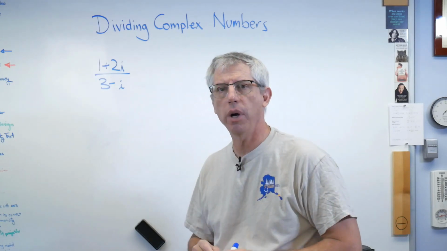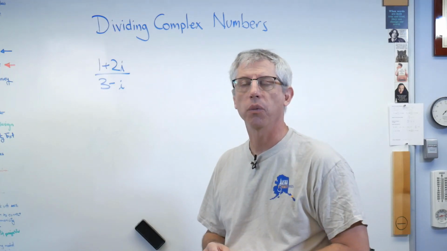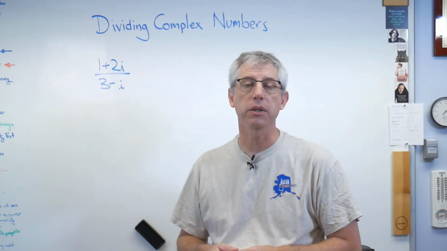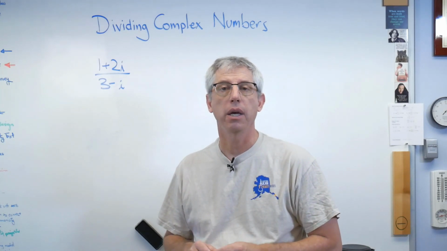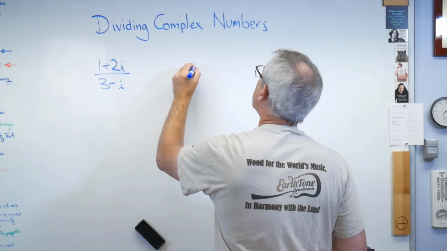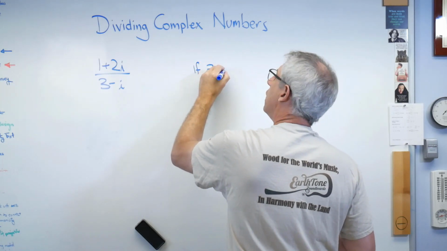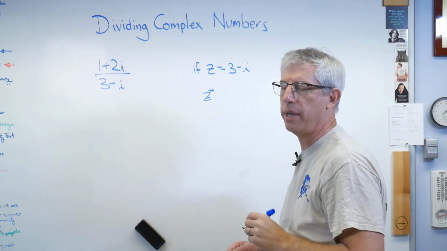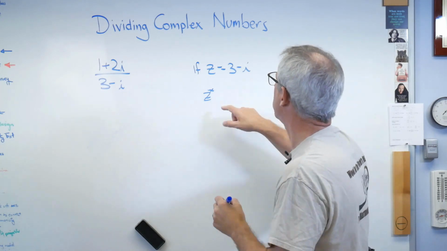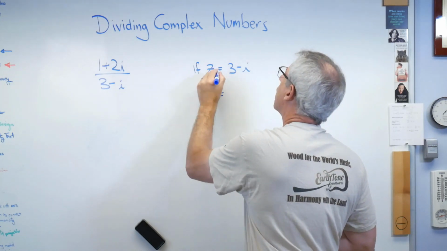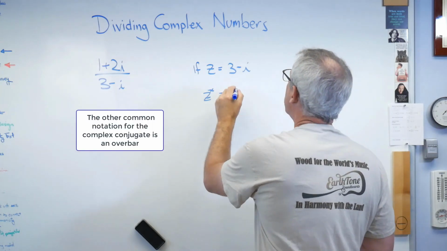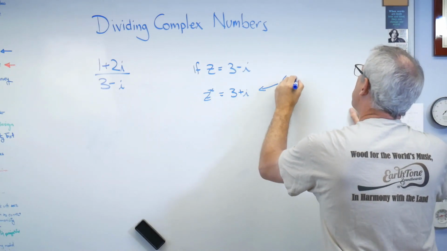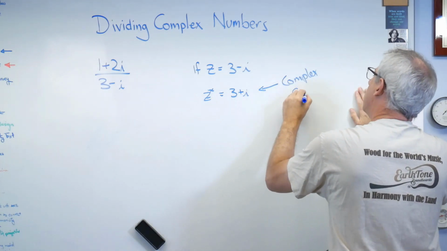Now, there's one operation we're going to use, and it uses an entity called a complex conjugate. And all complex conjugate means is we reverse the sign on the imaginary part. So if z equals 3 minus i, the complex conjugate gets identified using different terminology in different books. I'm just going to use the star up there to indicate conjugate. That's 3 plus i, and that thing right there is called a complex conjugate.